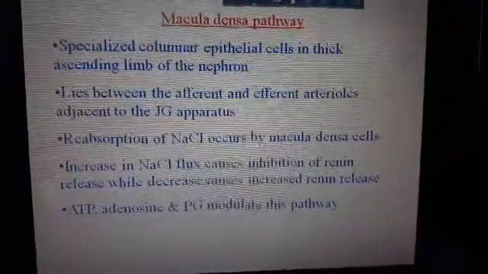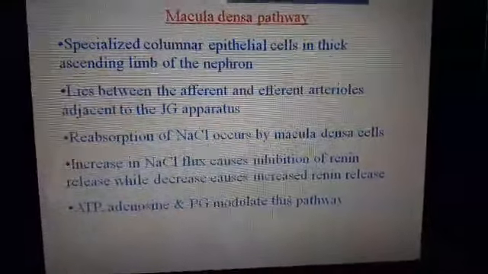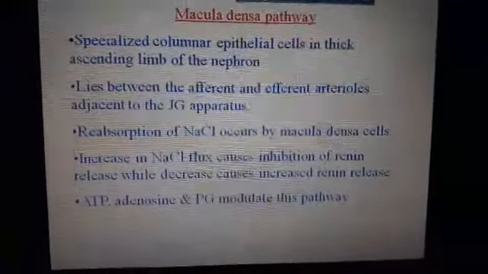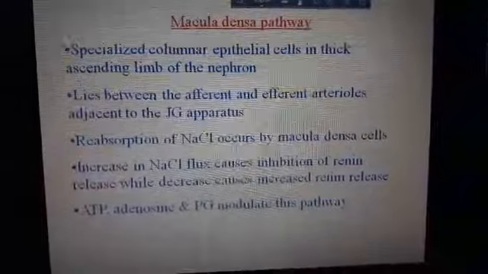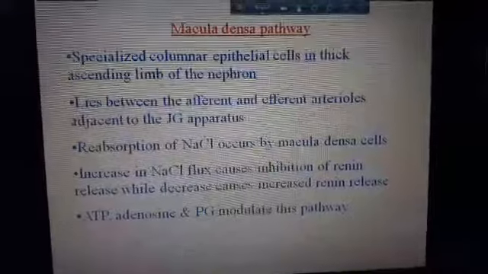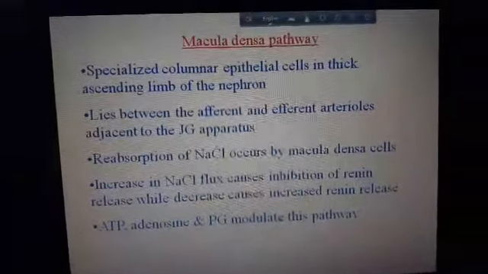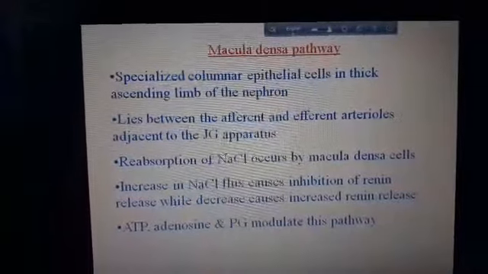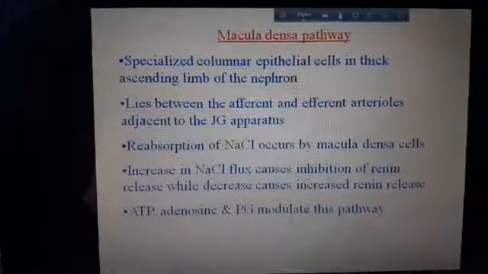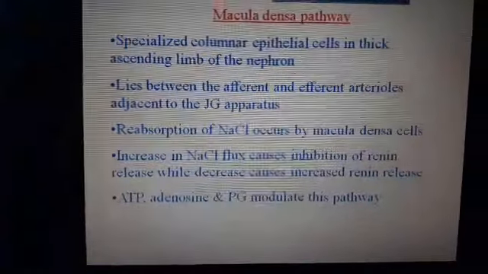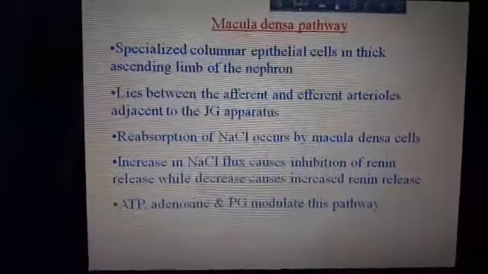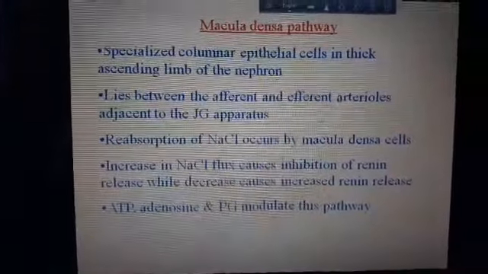Reabsorption of sodium chloride occurs by the macula densa cell. When there is increased sodium flux, that means a tendency of more sodium excretion, that causes inhibition of renin release, while a decrease in sodium chloride flux causes increased renin release. That means the more sodium chloride tends to be excreted, the less sodium chloride reaches the macula densa, and that leads to inhibition of renin release. While with a decrease in sodium chloride flux, that means more sodium chloride tends to reach the macula densa, there will be more renin release.